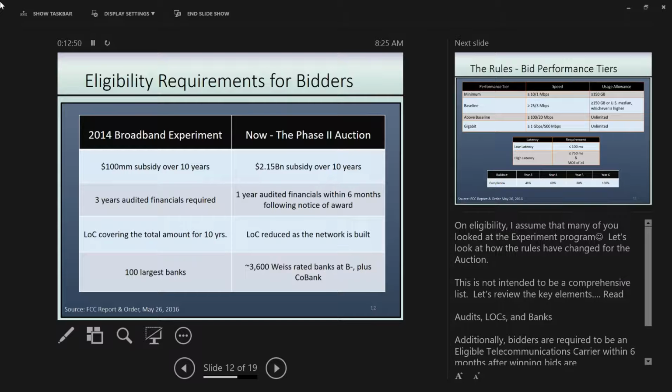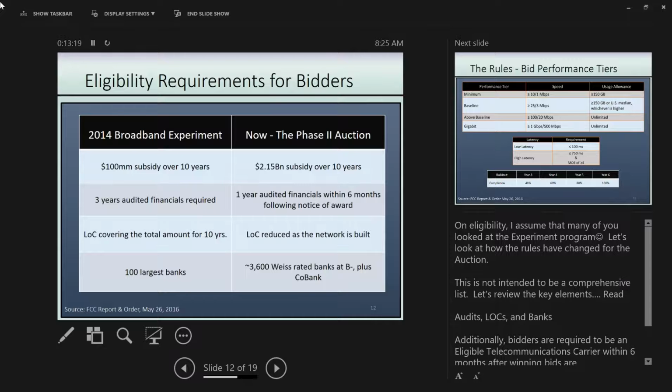And when it comes to this, we looked at the entire 10 years and asked, can we get a reduction of that amount as the network is built and certified? And the answer is yes. To the extent that you build the network over a course of time, you can reduce the letter of credit to a large extent as you move along. So this is not as onerous as it was in the experiment.